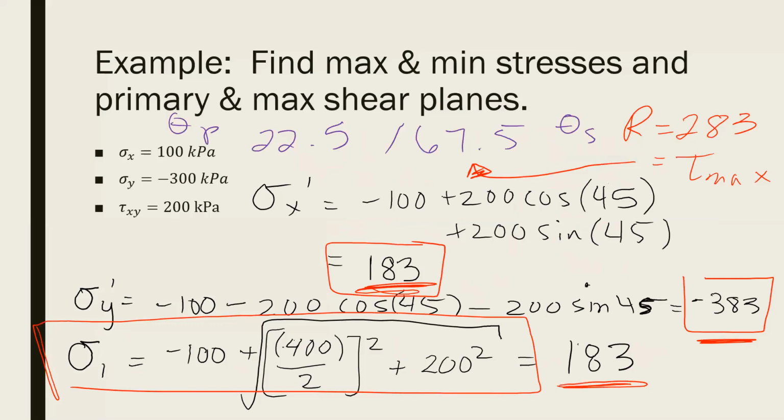But if it's important to the problem to know which of your two components is sigma 1 and which is sigma 2, right? Whether this is sigma 1 or that's sigma 1, you may need to do a transformation equation to really get that.